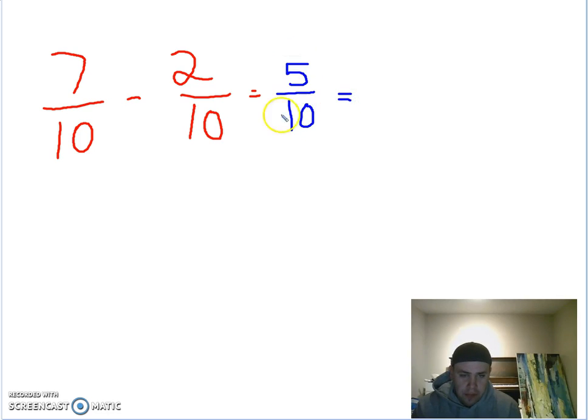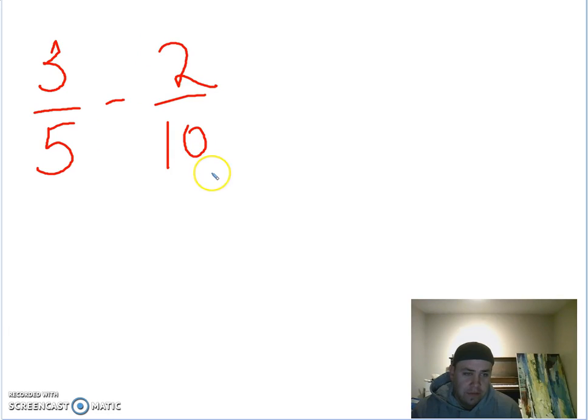Now, in the case of 5/10, I hopefully think that you guys should be comfortable with reducing 5/10 to 1/2. If you didn't know how to do this, or if you didn't know that 5/10 is 1/2, we could divide the numerator, the top number, and the denominator, the bottom number, by a common number, by 5 in this case. Okay, so I could do that if I didn't know that 5/10 is 1/2. So I simplify that, and that's the answer we're looking for.